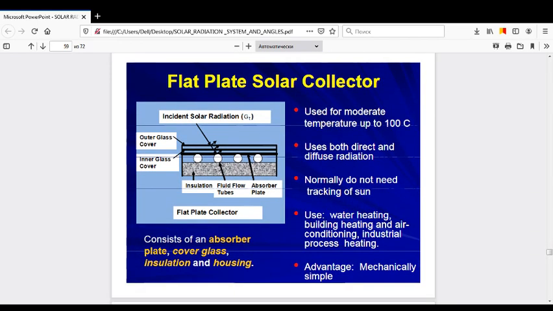Now flat plate collector. Incident solar radiation, outer glass cover, inner glass cover, insulation, fluid flow tubes, absorber plate. This is the flat plate collector. Used for moderate temperature up to 100 C. Uses both direct and diffuse radiation. Normally does not need tracking of the sun. Used for water heating, building heating and air conditioning, industrial process heating. Advantage: mechanically simple, consists of an absorber plate, cover glass, insulation and housing.